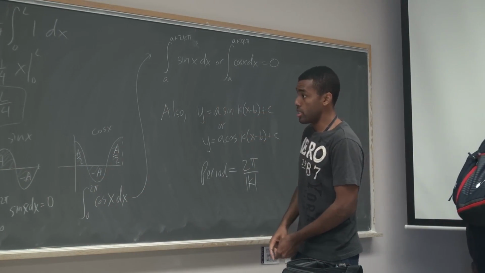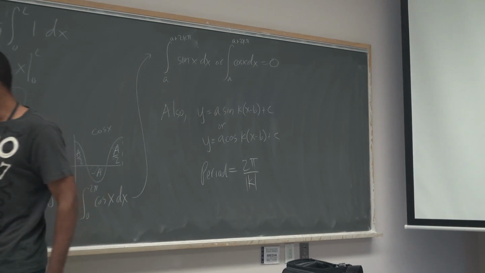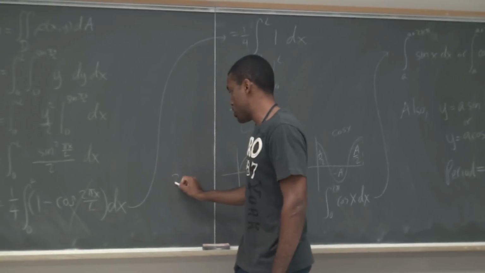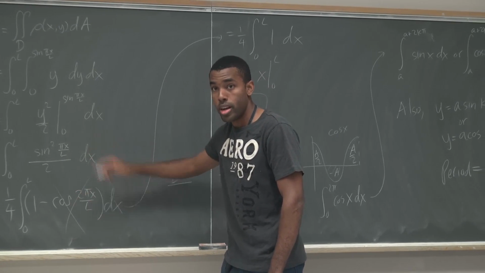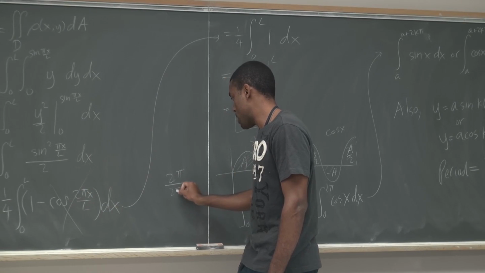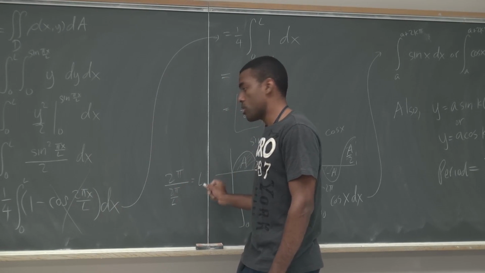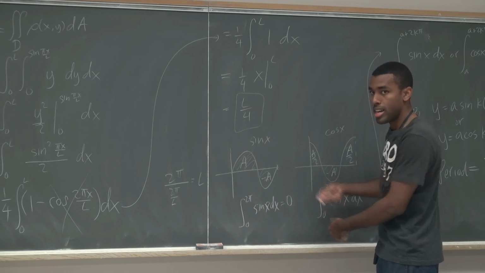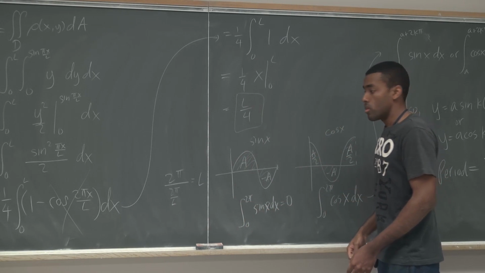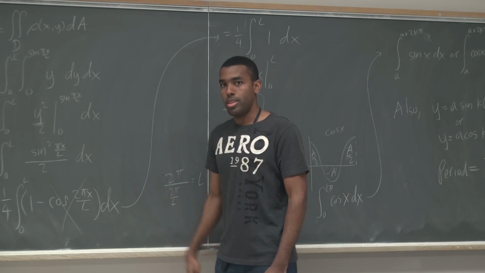So basically here, I can see that the period of this guy is going to be 2 pi divided by k, but k in this case is 2 pi over L. So this is just 2 pi over L. So I know the period is length L. So I'm integrating a cosine over its period, I can ignore it. So I ignored it.